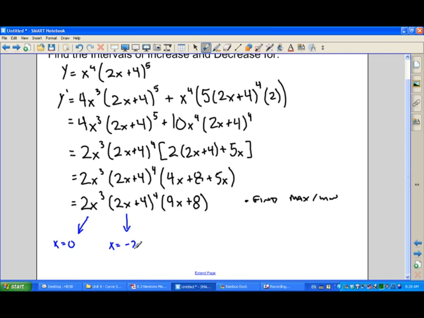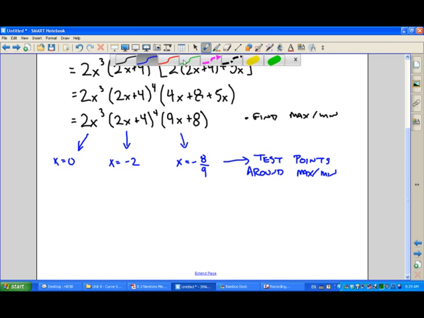X equals -2, or x equals -8/9. These are my potential max and min points. And these are the points that I can use to test for increase or decrease. So we're going to test some points around these max min points.